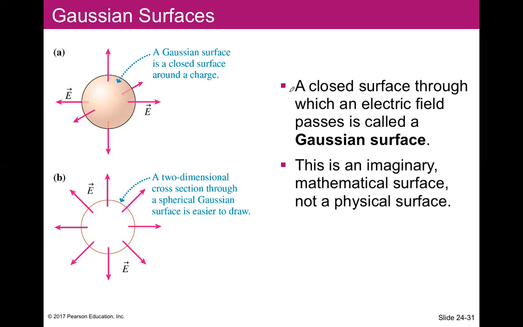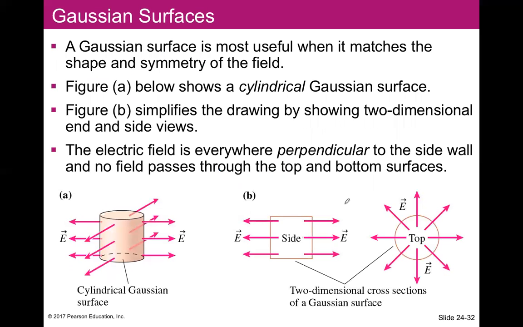It could be an imaginary surface. For example, in our previous calculation in the last class, when there is a sphere, we imagine there is a Gaussian surface at some position, and then we can do some calculations. It could be an imaginary surface rather than a physical surface. And the Gaussian surface is mostly useful when it matches the shape and symmetry of the field.